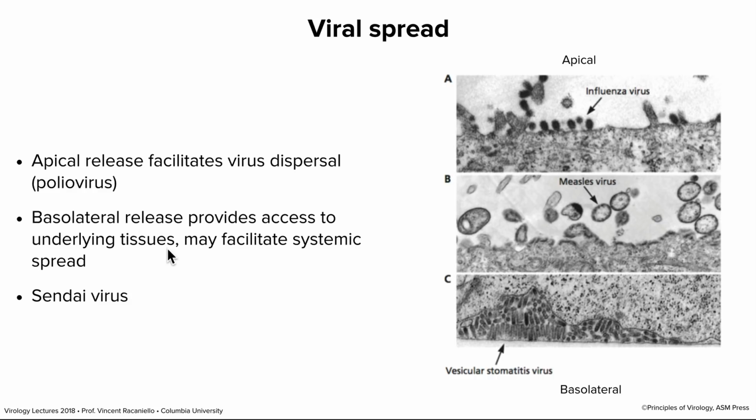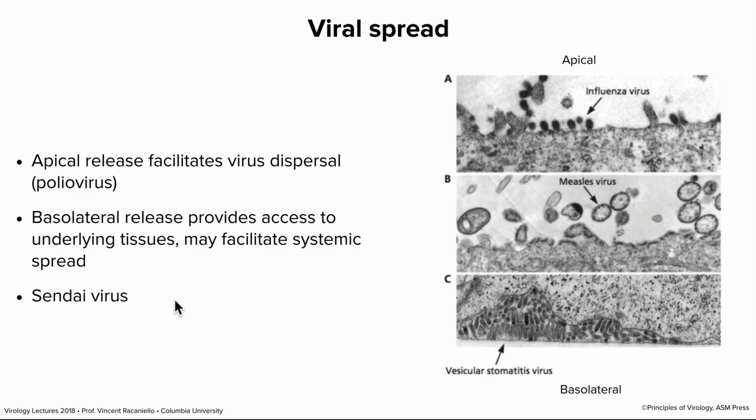Basolateral release gives the virus access to the underlying tissues, the subepithelial space, and eventually the entire organism, because there lie the blood and lymph vessels. The virus can get into those and spread systemically. An interesting story with Sendai virus illustrates the importance of directionality of virus release from cells. Sendai virus is a paramyxovirus of mice. Normally the virus, when given to mice by the respiratory route, will cause a respiratory infection.